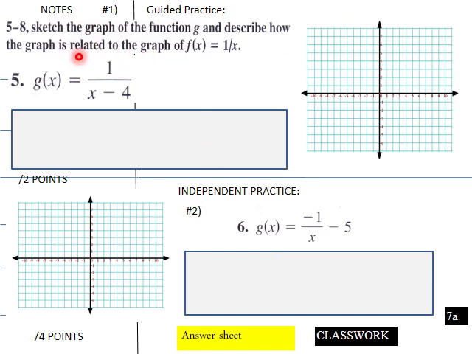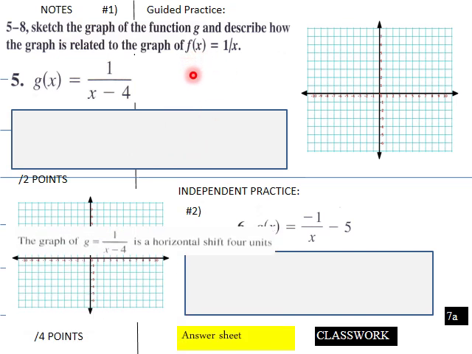Okay, let's try one. Sketch the graph of the function g of x, and describe how the graph is related to the graph of f of x equals 1 over x. Students, this is yours down here. Do the same thing down here. This is your explanation box here. So let's try number 5 here.